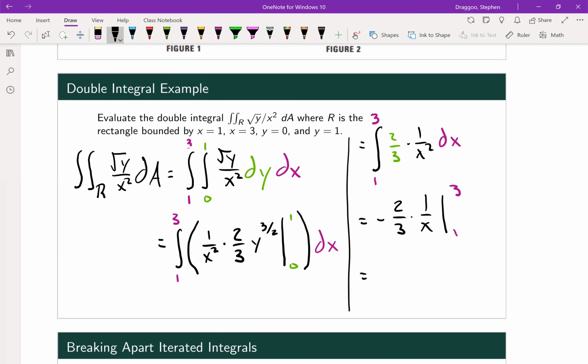If we plug in 3, we're going to get negative 2/9. And if we plug in 1, we're going to get negative 2/3, which would be 6/9. So ultimately that's 6/9 minus 2/9, which is 4/9. 4 over 9 should be that double integral evaluated.